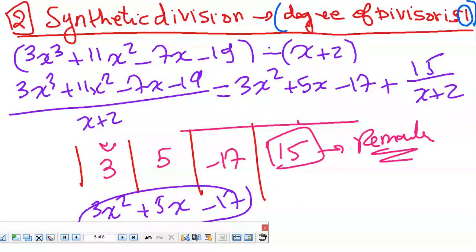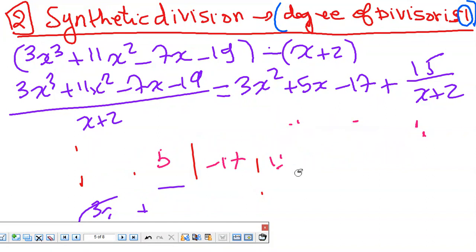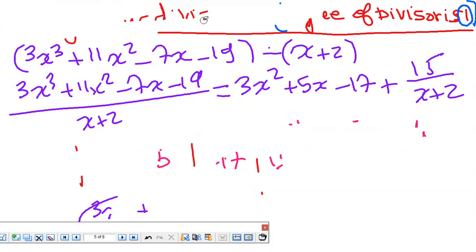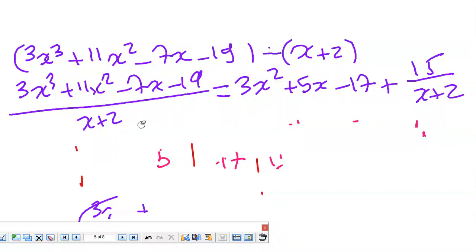So it's exactly the same as I did in the long division. How do we write it? Like this. Let me erase all this. And this is my answer. I write it like this. So the synthetic division, I can just choose it when I'm dividing by a divisor of degree 1. The long division, we can use it all the time.